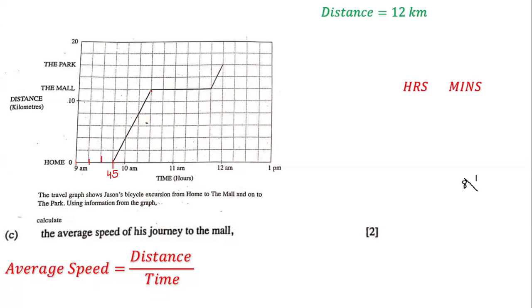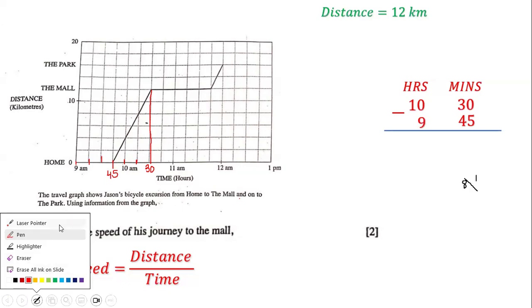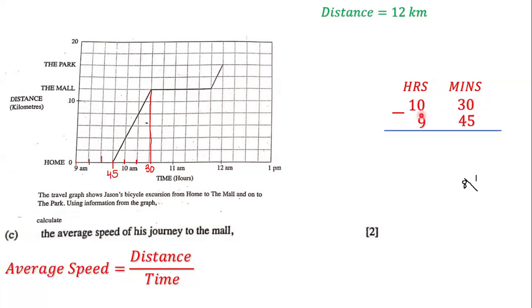And the time that he arrived at the mall, which is 10:30. This is 10, 10:15, and 10:30. So we have to subtract those two. So we have 10:30 minus 9:45. Now what do we know? Well, we know that 30 is less than 45, so we cannot subtract 45 from 30.